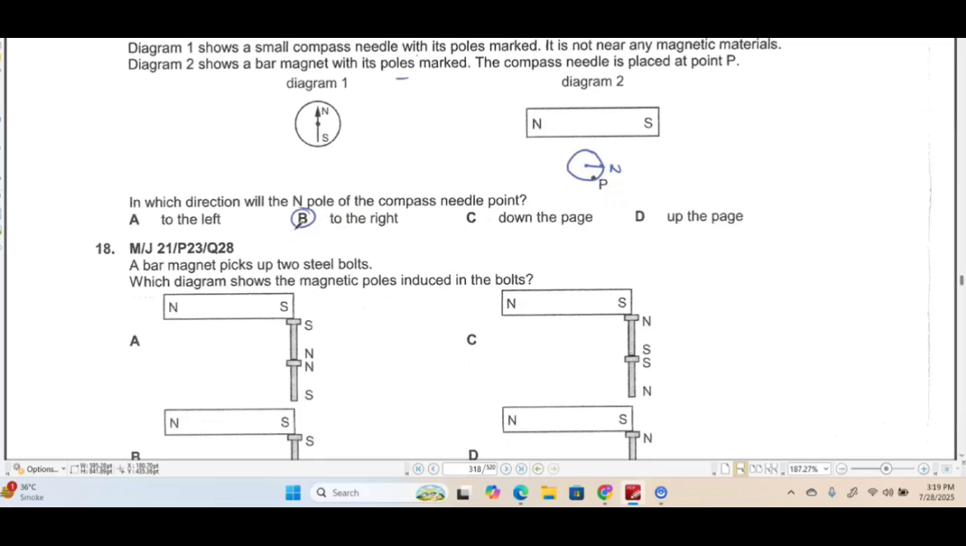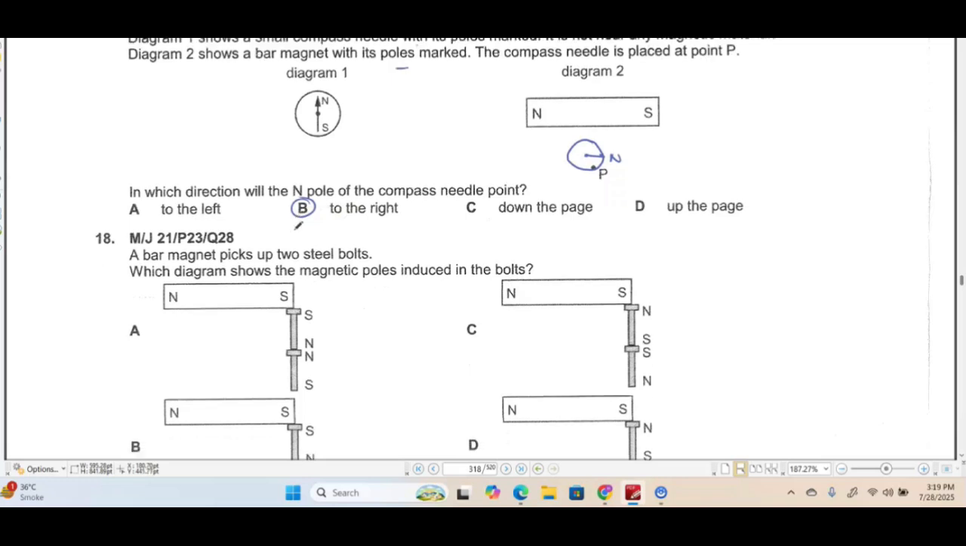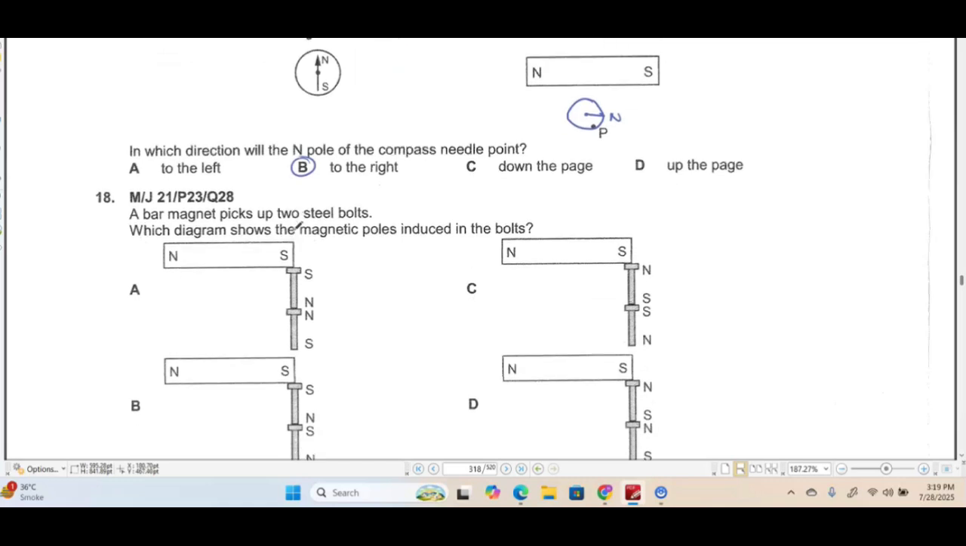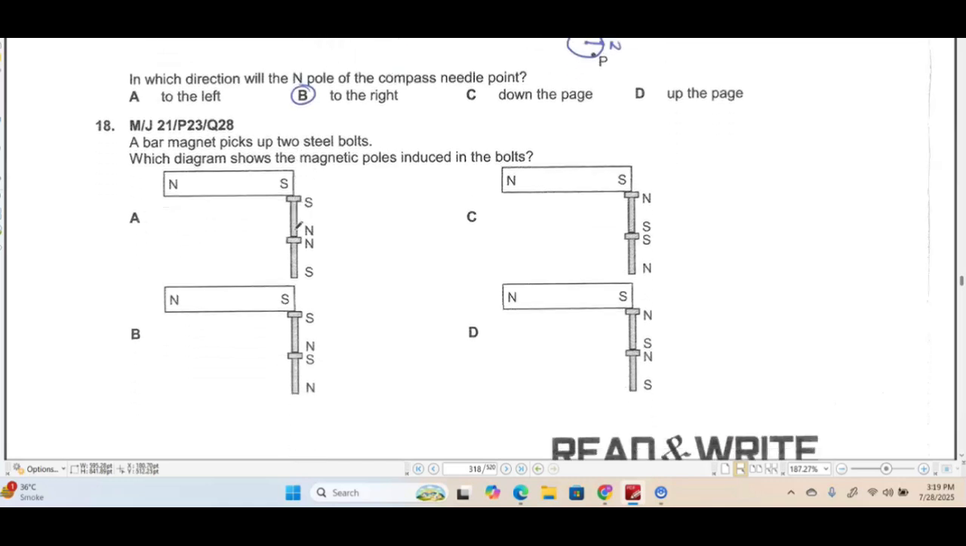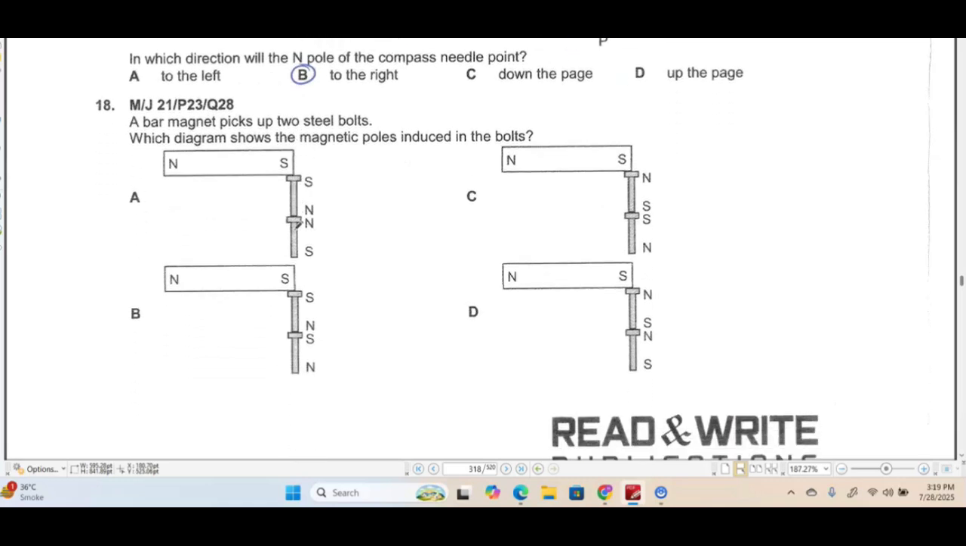A bar magnet picks up two steel bolts. Which diagram shows the magnetic poles induced on the bolts? If this is a south pole and the bolt has to be attracted to the magnet, there should be a north pole on this side. South and south are like poles, so they will repel. So A is not the correct option. Over here, it's the same case, so this is not an option.